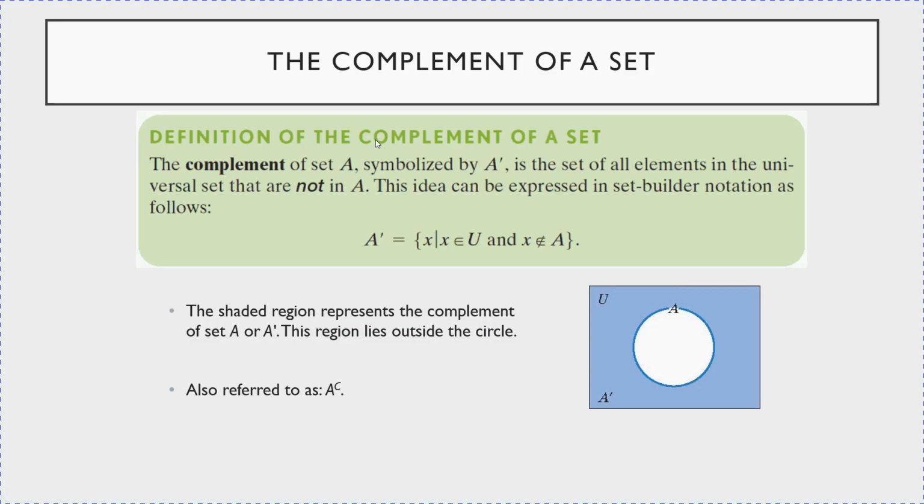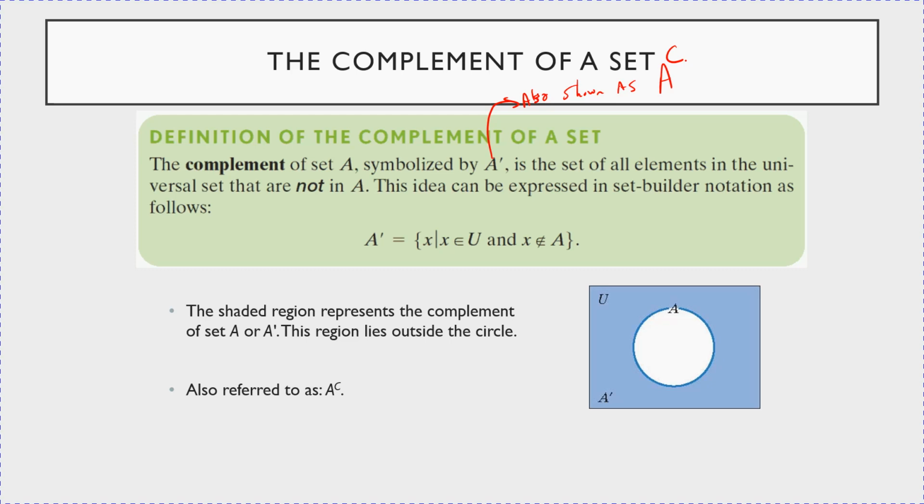It's what's called the complement of a set. The complement of set A is symbolized A with a little prime here. It's also shown as A with a superscript C as well. Whenever you see that A prime or A^C, it represents the complement. It is the set of all elements in the universal set that are not in set A. Just think about it as everything not in A. If it's in A, it's not in A complement.